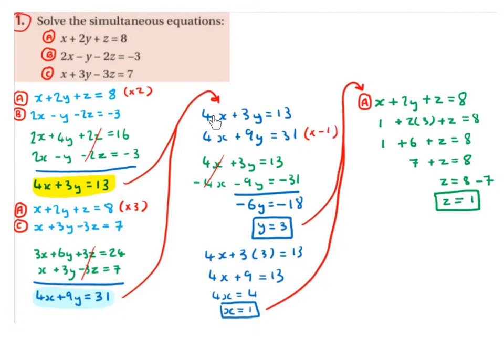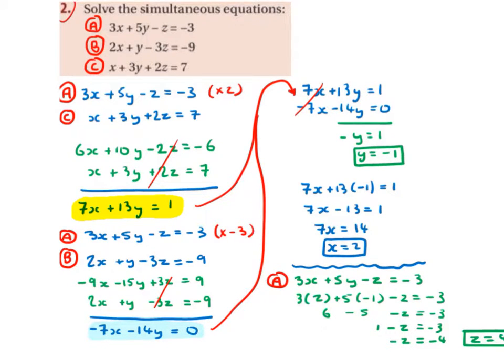Now I'm going to go for the top equation here, 4x plus 3y equals 13, and I'm going to swap that y for 3, and I always use brackets. So I get 4x plus 3 multiplied by 3 equals 13, 3 multiplied by 3 is 9, and 13 minus 9 is 4, and 4 divided by 4 is 1, so x is equal to 1. So now I'm going to take one of my original equations, it doesn't matter which one, I'm going to go for the top equation, and I'm going to swap the y for 3, and I'm going to swap the x for 1. So 2 by 3 is 6, 1 plus 6 is 7, 8 minus 7 is 1, so z is equal to 1.